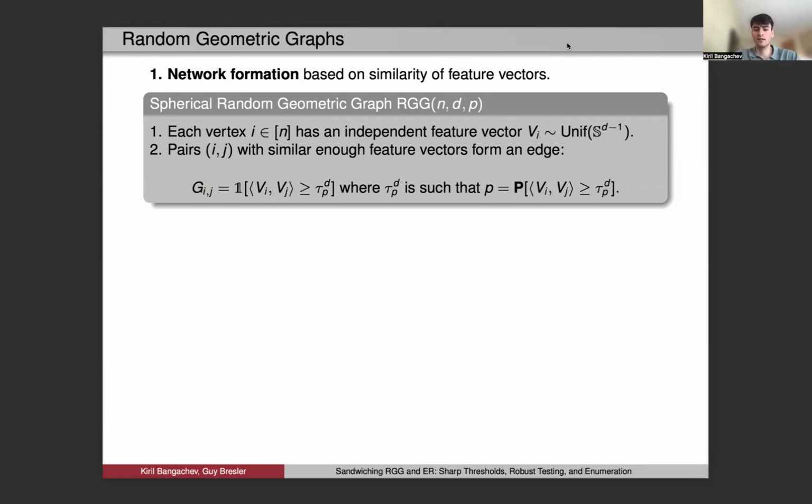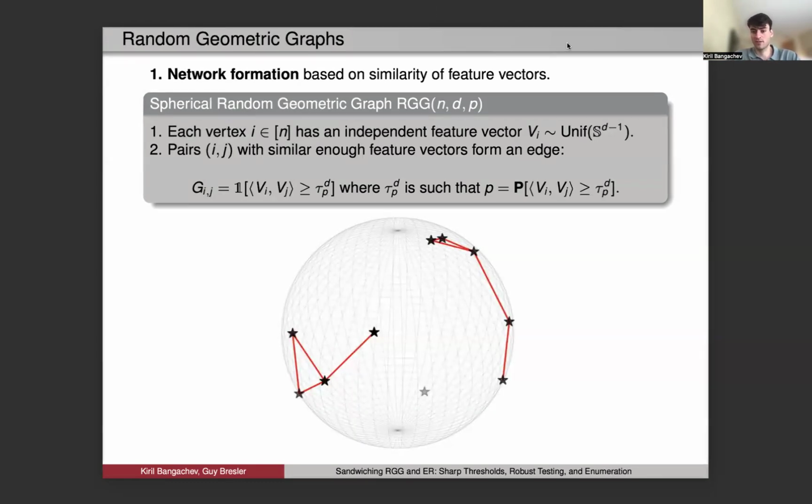So for example, here I've sampled 10 uniformly random vectors on the three-dimensional sphere and formed the corresponding random geometric graph. As you can already tell, the edges of this graph are probably not independent. So for example, here we see two triangles, even though there are quite few edges. So why do triangles appear naturally in random geometric graphs? Well, suppose that vertices 1 and 2 are adjacent. This means that their feature vectors are close. Now, if vertices 2 and 3 are adjacent, their feature vectors are close. Hence, by triangle inequality, the feature vectors of 1 and 3 are also close.